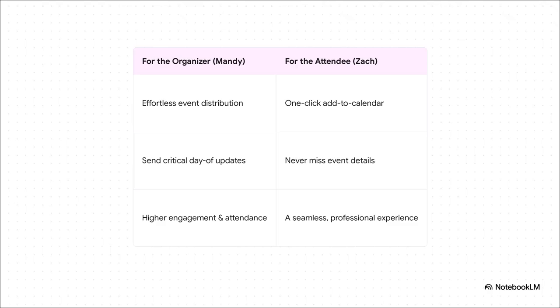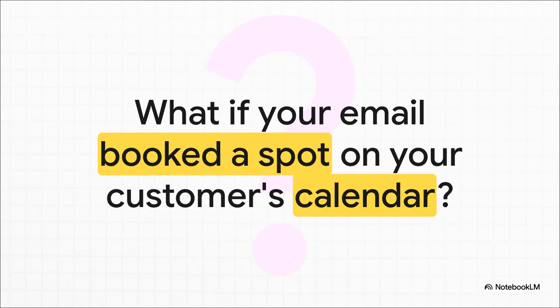And for Zach, the fan, it's a one-click add to calendar. He's never going to miss the key details. And the whole thing just feels incredibly smooth and professional. You're basically turning a passive email into an active commitment. And that really makes you think, doesn't it? What if your next email did more than just inform somebody about something? What if it actually booked a spot right on their calendar? It changes how you think about email.